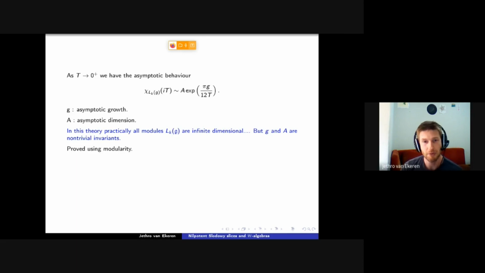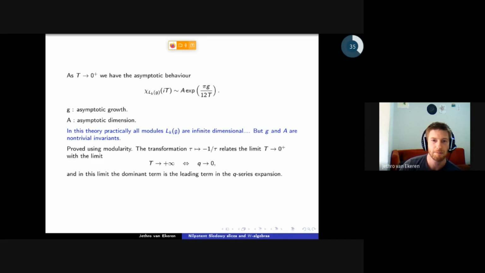And this asymptotic is proved using the modularity. So basically what happens is the S transformation relates the limit as t goes to 0 with another limit as t goes to infinity. But when t goes to infinity, that corresponds to this other parameter q going to 0. And the dominant term is then just the leading term in the q series expansion. This is easy to understand explicitly, and then can be used via modularity to understand the asymptotics.